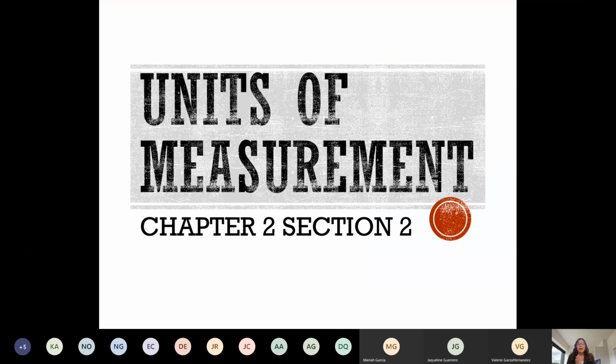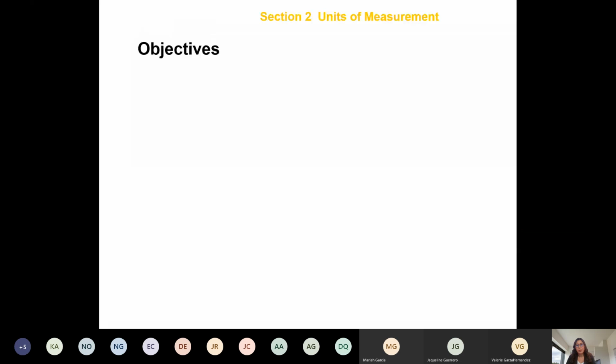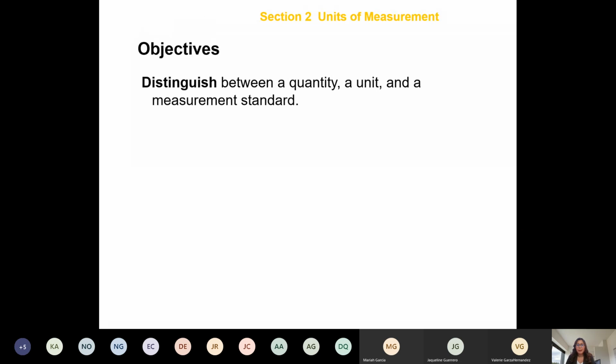Units of measurement, chapter 2.2. I already went over this information, so let's go over the specific objectives for this lesson. Number 1, you need to be able to distinguish between a quantity, a unit, and a measurement standard. Those are 3 different things. Even though they're connected, they're different.